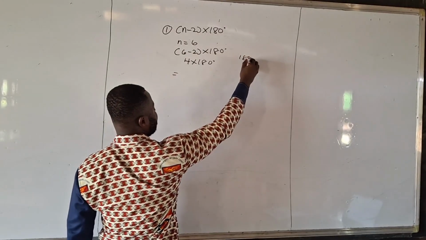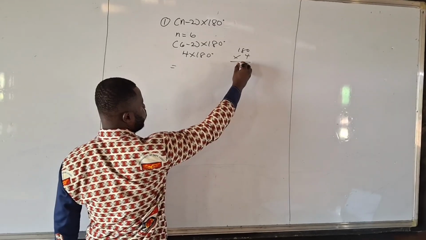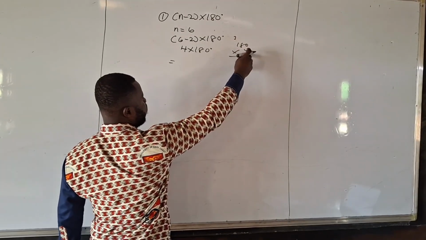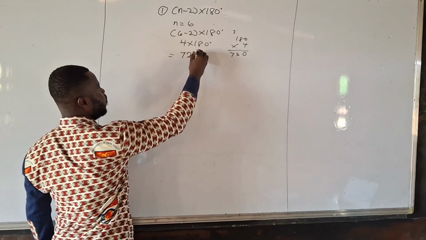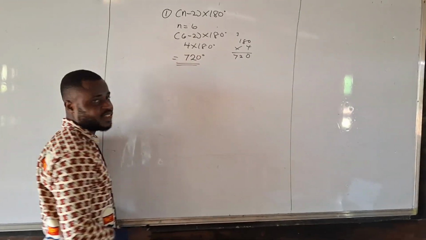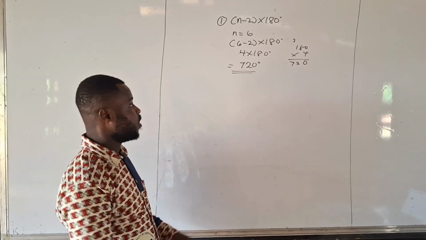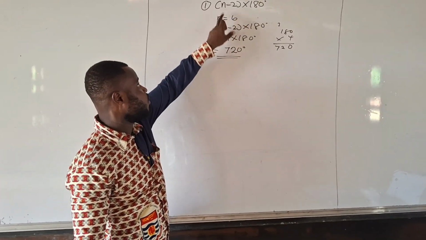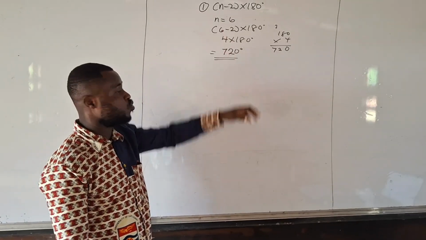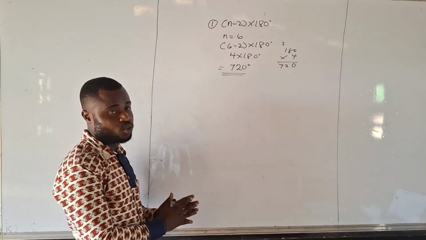So you multiply: 4 times 0 is 0, 4 times 8 is 32, so 2 carry 3, 4 times 1 is 4 plus 3, 7. So we have 720 degrees as the sum of the interior angles of the polygon. They said the number of sides is 6, so you use n to represent the number of sides, subtract 2, then multiply with 180, and you get your answer. This is how we solve the first question.